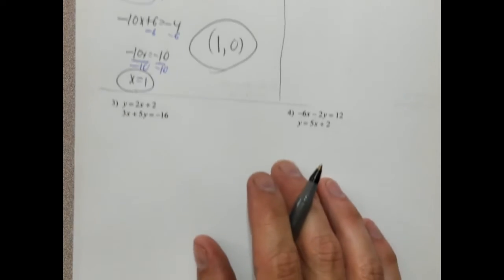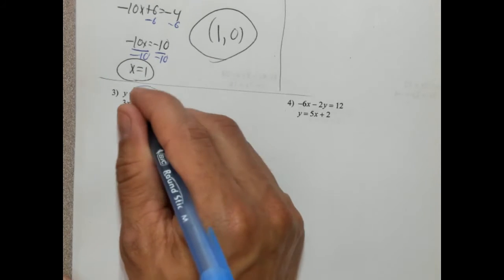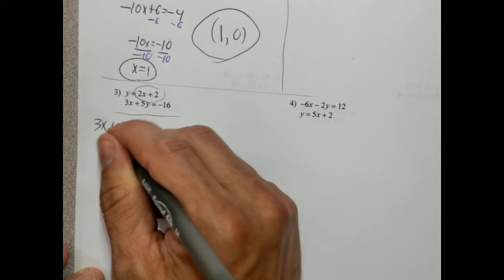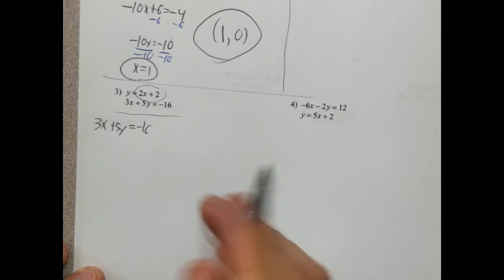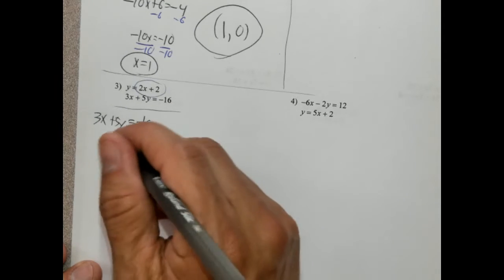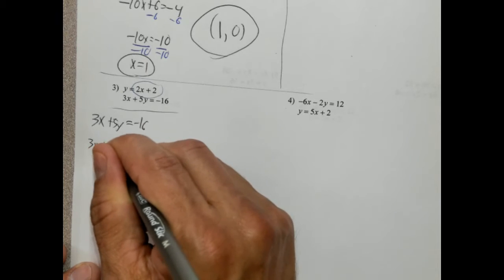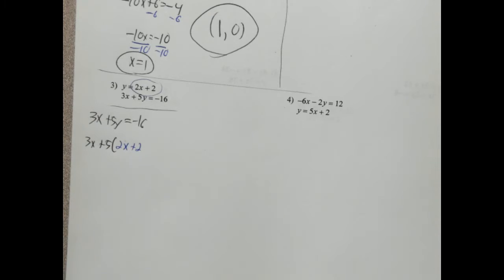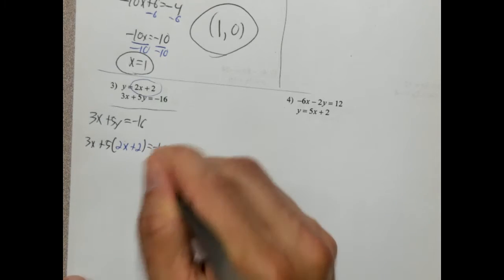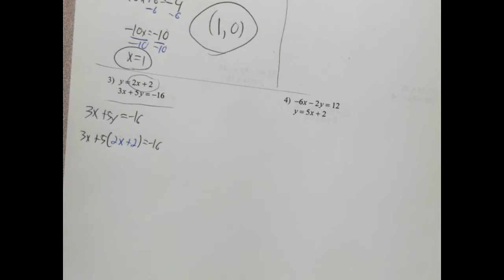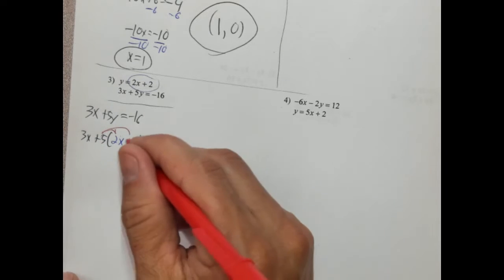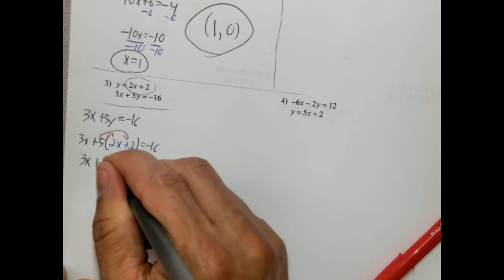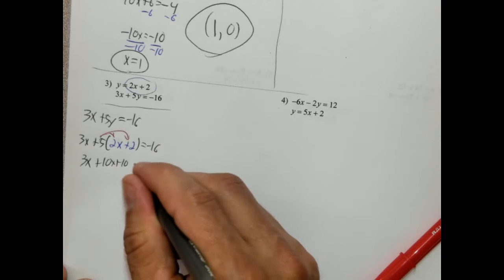Okay, let's try number 3. So same deal, we have 2x plus 2, that's going to take the place of the y value here. So we're going to write 3x plus 5y equals negative 16. I'm just rewriting it without any changes first, then I'm going to plug this in for the y. So 3x plus 5 parentheses, we're going to plug in 2x plus 2. That's taking the place of the y value, equals negative 16. We're going to distribute that 5, positive 5. So we're going to have 3x here, and 10x, and plus 10 equals negative 16.